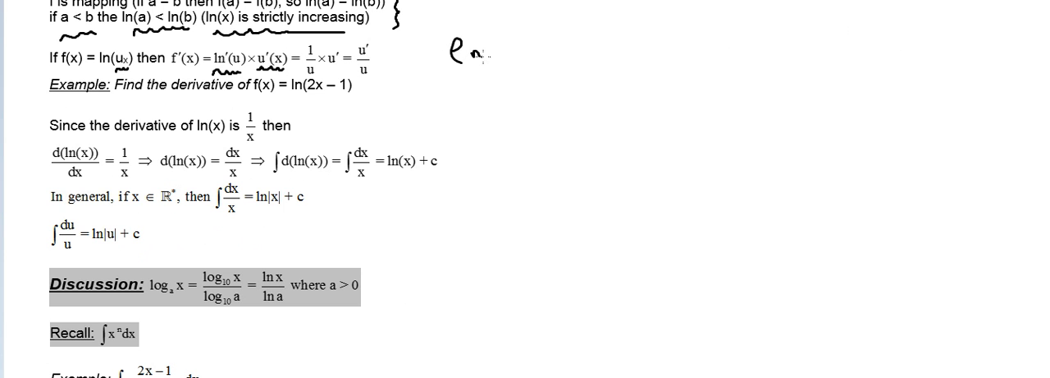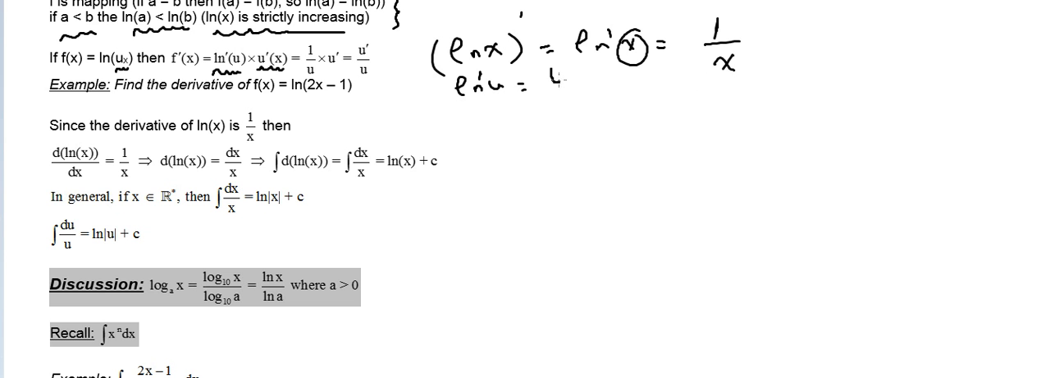When it's ln x, what is the derivative of ln x? The derivative of ln x, or ln prime x, is equal to the derivative of x over x, which is 1 over x. The same applies when we have ln u. So what is the derivative of ln u? It's the derivative of u over u. That's it. So that's very simple.